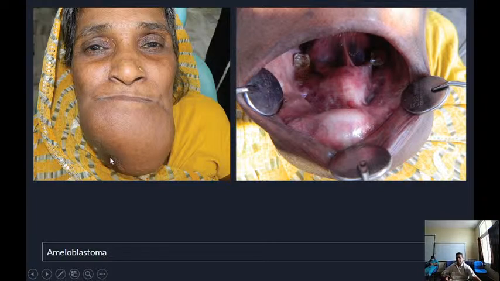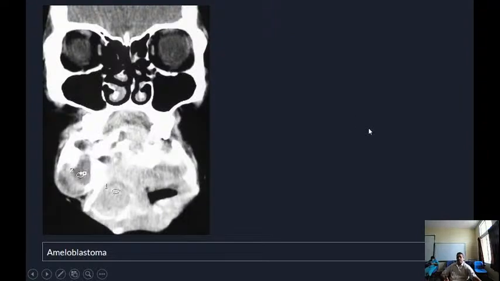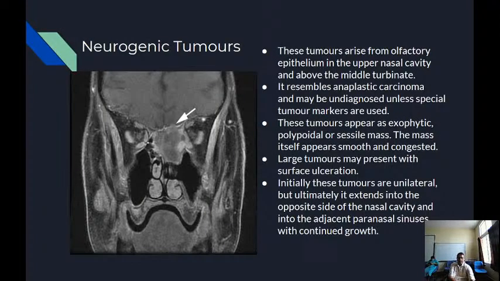Sometimes when they grow like that, there is an ulceration there, and if you see them peroral, this is the swelling that is present. Radiologically, this is how it looks, and the treatment is once again the excision of this tumor.